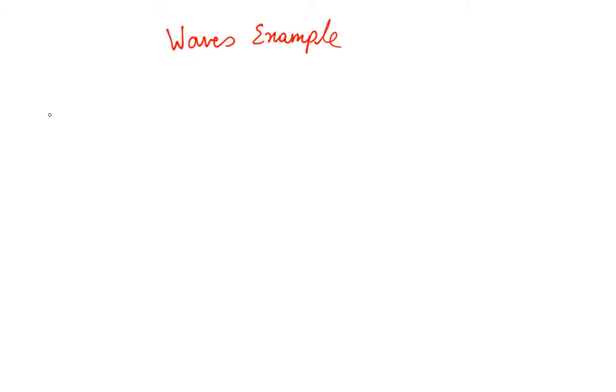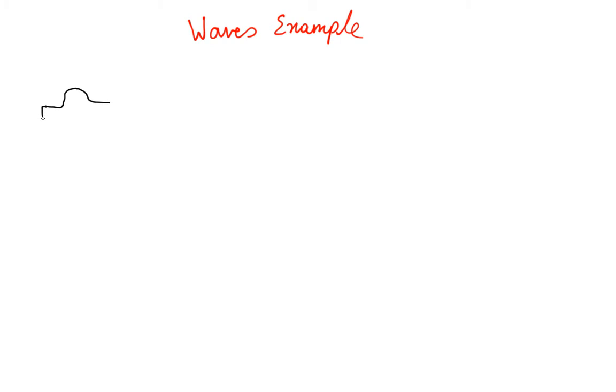Okay, let's consider one more example on waves, and this time we'll talk about the Doppler effect. The example we have is that there is a burglar who is running away in a car. That does not look like a car, but let's assume it's a car. And this guy is moving in this direction with a velocity of 20 meters per second. And the police is chasing the burglar.